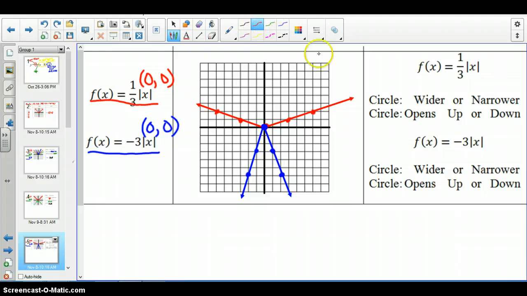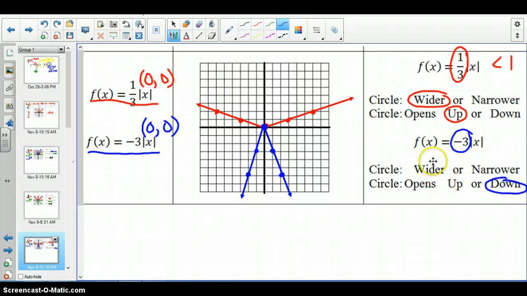Now, let's answer some questions over to the right here. Let's look at 1/3 x, the red line. This one is wider, and the way we can tell that is because this 1/3 is smaller than 1. It's less than 1, so it's wider, and it opened up because it's positive. The next one, -3, tells us it opens down. And 3, just look at the number. 3 is bigger than 1, so it means it's going to be narrower. So you could answer these without having to graph them.